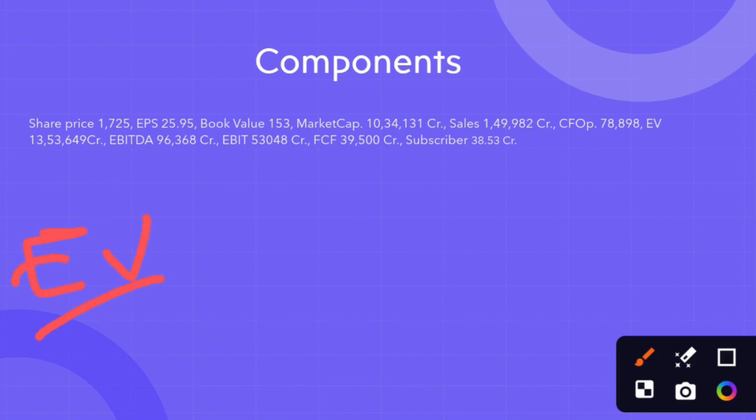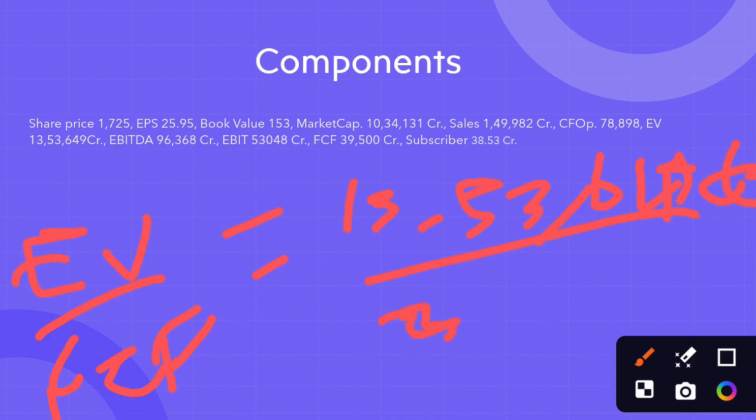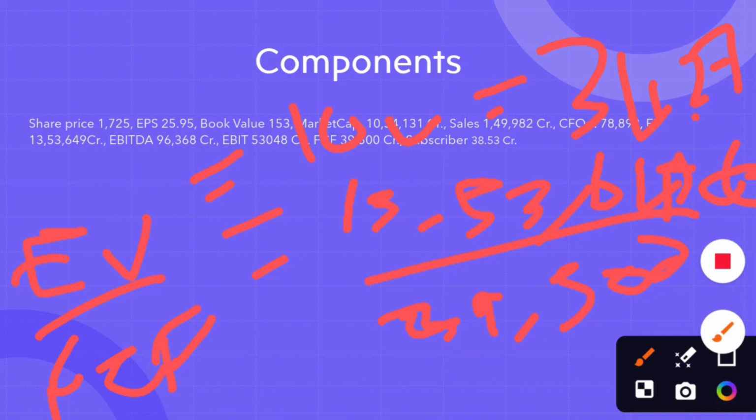Next we calculate the enterprise value by the free cash flow. The enterprise value is 13 lakh 53,649 crores, divided by the free cash flow, which is 39,500 crores. This results in 34.27. Again, it should be under 10 to be better, but it varies from industry to industry.